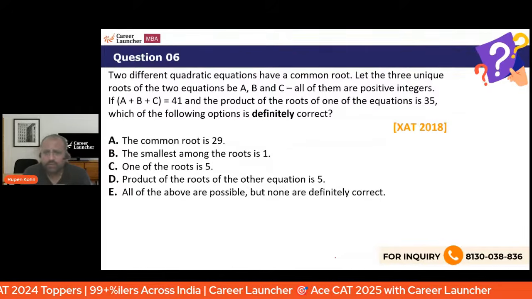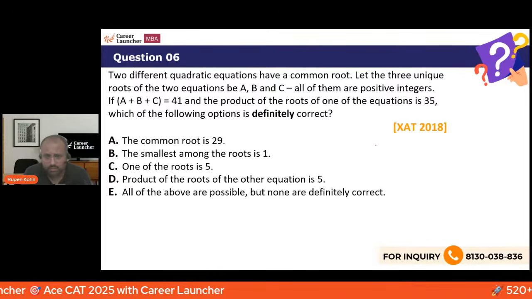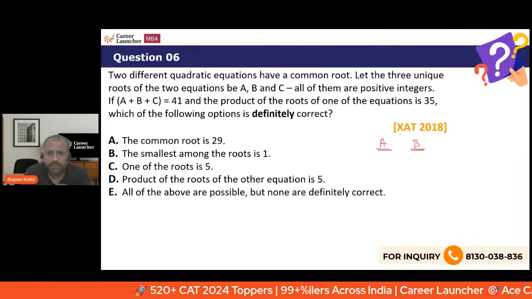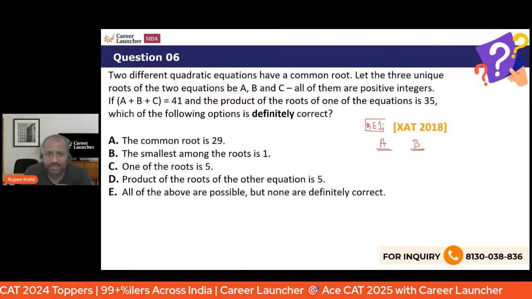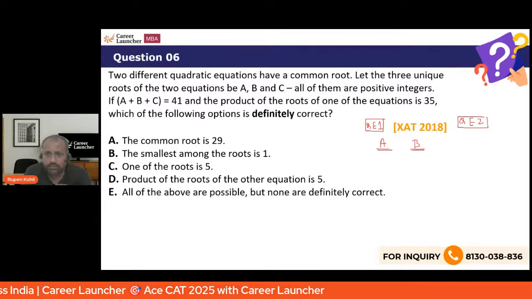Right, you have already looked at this positive integer constraint clearly mentioned, right? So the roots are positive integers. Wonderful. So we just have to do some number fitting over here with the given constraints. A plus B plus C is 41. So our first quadratic equation has the roots, let's say, A and B. The second quadratic equation has the roots A and C, right?